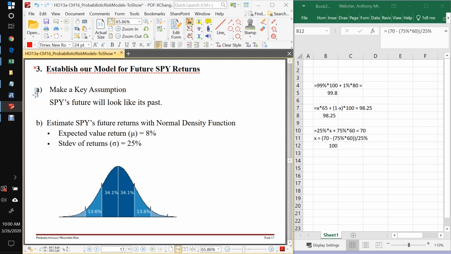So it's very, very important to decide what we're going to do in the future. We have to start with a key foundational assumption, and that is that the future returns for the SPY and the S&P 500 are going to look like their historical returns. Okay, we can't really do much without making that assumption. And this may be a bogus assumption, and I'll talk about that more in a little bit.